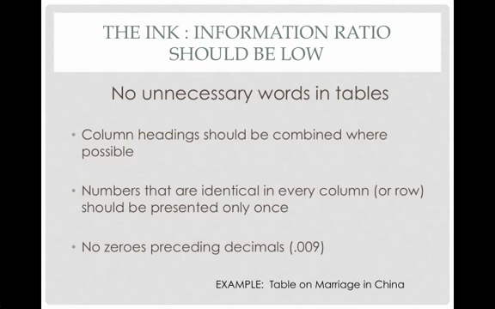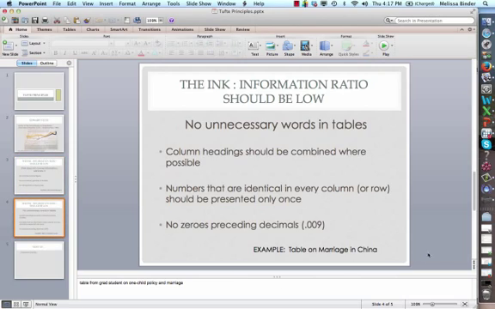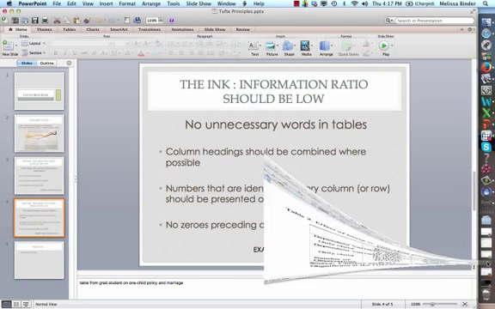Okay. In tables, there's a similar rule. The column headings should be combined where possible so that you're not seeing the same thing over and over again. Numbers that are identical in every column or row should be presented only once. And no zeros preceding decimals. A lot of things you read will have zeros preceding the decimals, but you're going to see how when you take them out, it makes it easier to read. Okay, so let's go to my next example. And that should be right here.